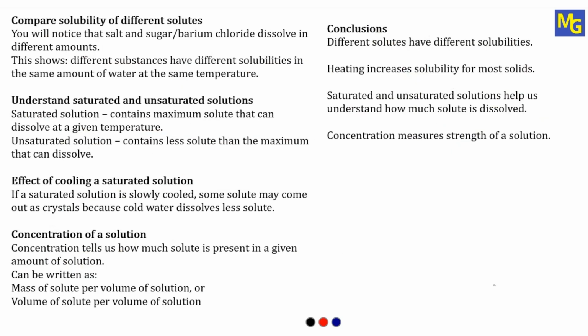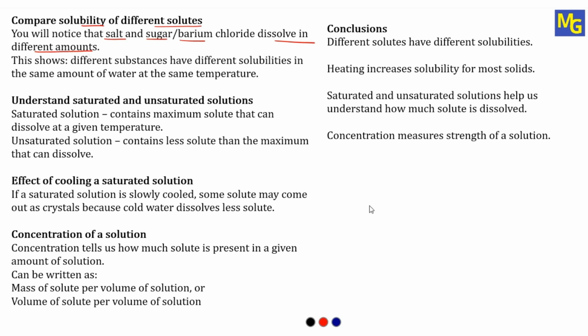Now we are going to see some of the important points again. So see here, compare solubility of different solutes. Now in the first beaker we took salt, in the second beaker we took sugar. Both the solutes were different. Then is there any difference in the solubility? So that we will see here. You will notice that salt and sugar or barium chloride dissolve in different amounts.